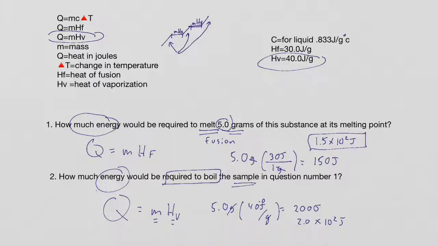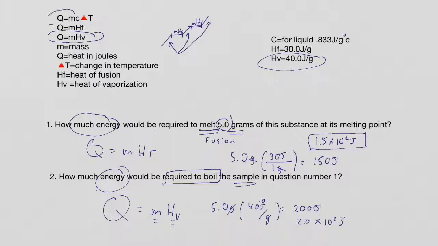And by the way, if this was 5 grams to freeze, it would be the exact same amount of energy. The difference is, instead of absorbing the energy, it would release. And for the boiling, it would still be 200 joules, but if you were going to condense, those 200 joules would be released. Alright, let's go to some formulas.